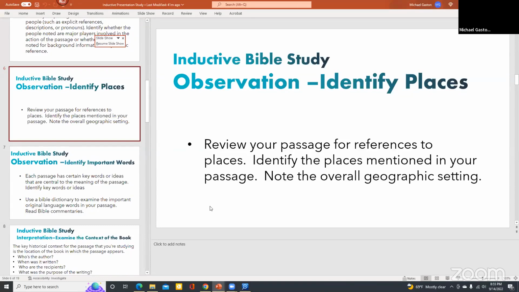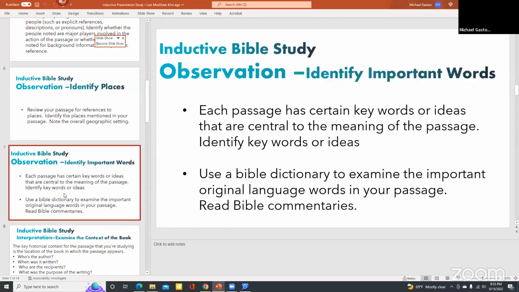So I'm going to go to identifying places. If you can see it on the screen, you want to review the passage for references to places. Like we know Colossae, and we can identify the places mentioned in the passage. The reason we're doing that is we want to know the setting, what was going on during that time, what's culturally normal for that area, and why it was mentioned there.